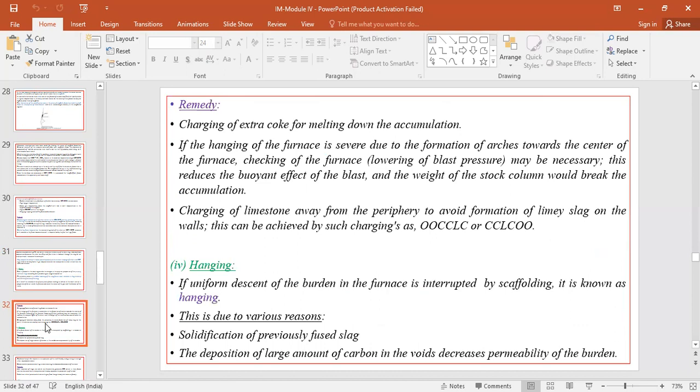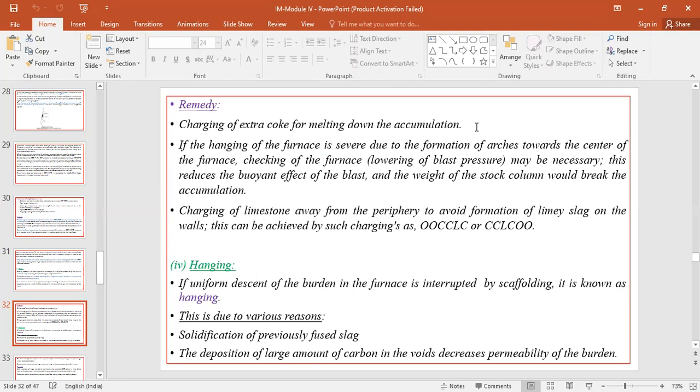So wherever you have this kind of solid projections, make sure that at least in the next turn, whenever you are doing charging, charge a little more amount of coke at that particular area, so that these accumulations will be reduced.